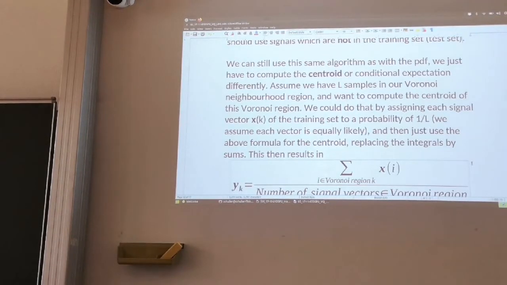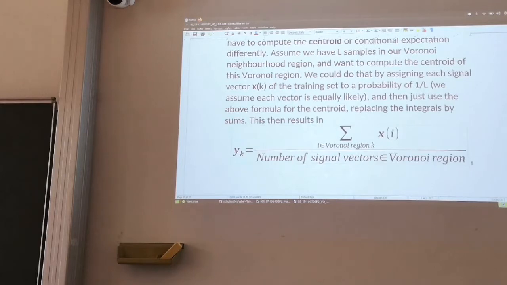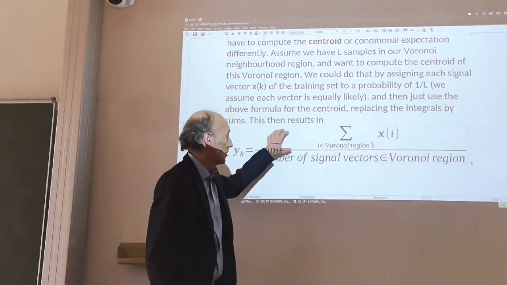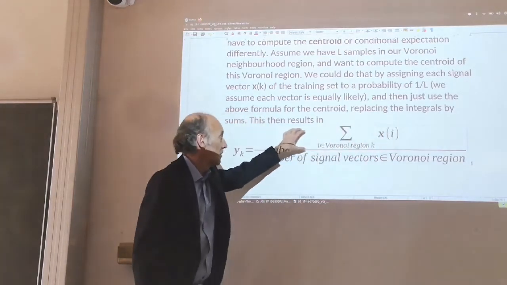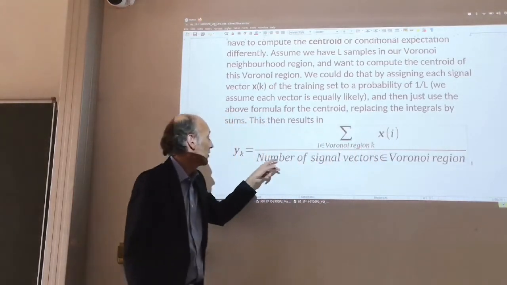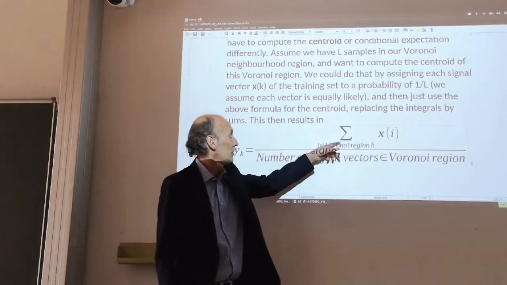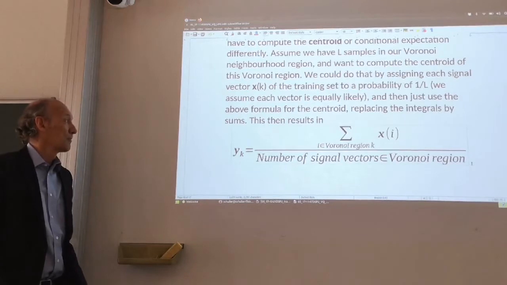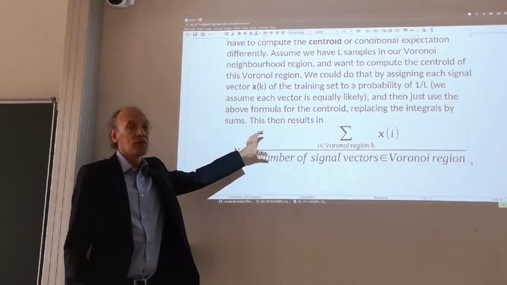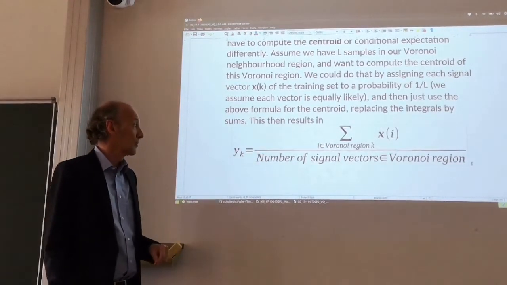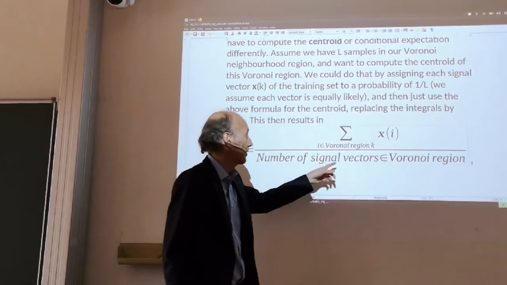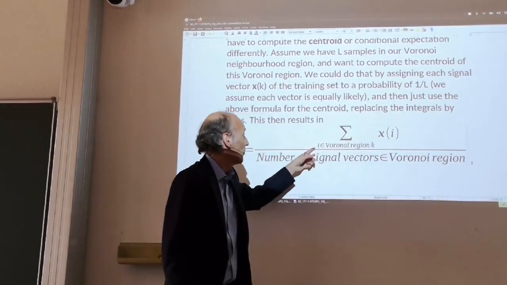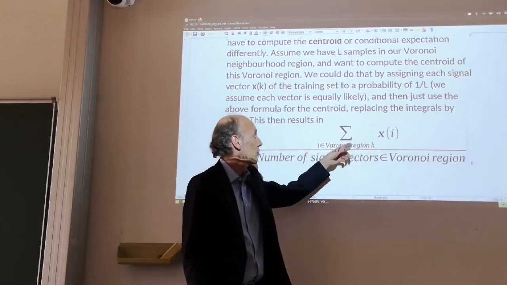This is our conditional expectation here, the sum over all the x divided by the number of signal vectors. And this basically gives us the new code vector. So here is the number of signal vectors in this Voronoi region, and here we have the sum over the vectors inside this Voronoi region.